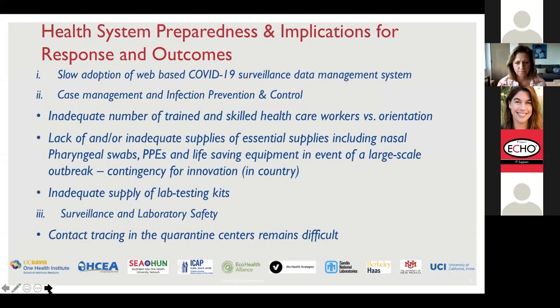So when it comes to the health system's preparedness and implications for response and outcomes, we have seen reports of the slow adoption of the web-based COVID-19 surveillance and data management system. So the health system is yet to take that up. In terms of case management and infection prevention and control, there are inadequate numbers of trained and skilled health workers. We have inadequate PPEs and an inadequate supply of lab testing kits. And then contact tracing in the quarantine centers is a bit of an issue, which would have an impact on the outcomes. Next slide, please.